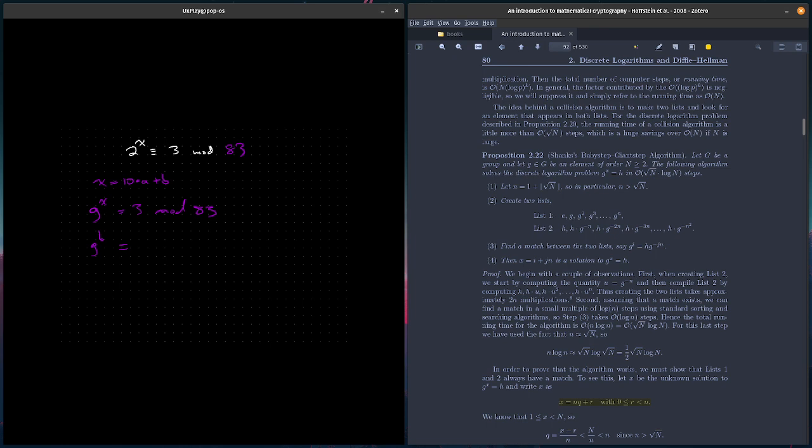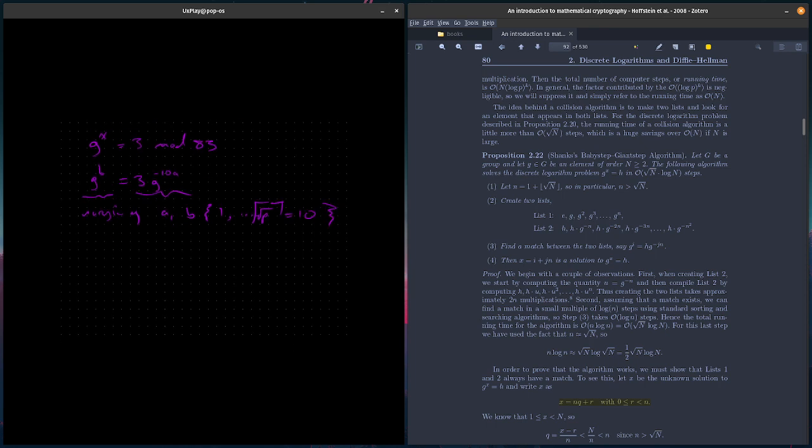So g to the b here would be congruent to g 3 times g to the negative 10a. And then what we're going to do here is generate our table for these values and these values, varying a and b over 1 up to the square root of p, rounded up, which in this case is 10. And that's exactly what we do above.